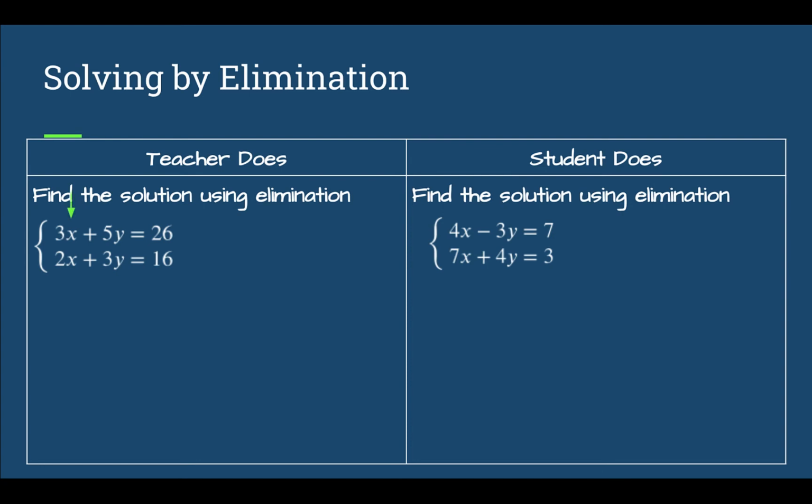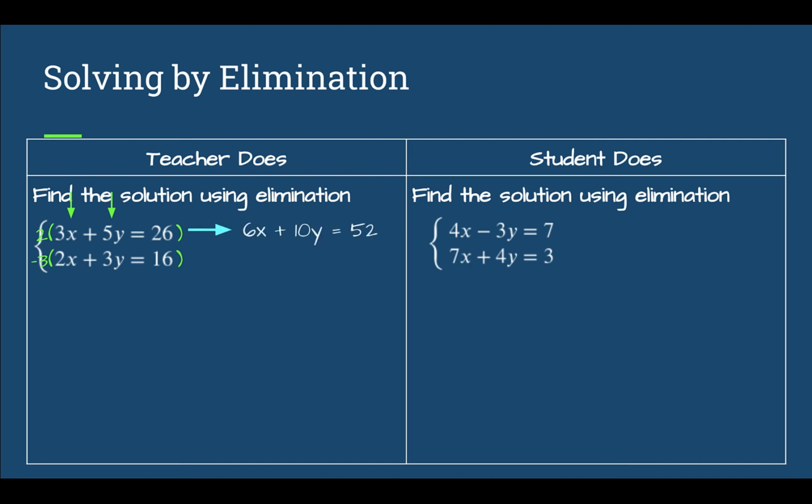Here, the x's are not opposites. The y's are not opposites. There's nothing really I can easily multiply 3 by to get to 2, or 5 by to get to 3. Or if I go from the bottom, multiply 2 to get to 3, or 3 to get to 5. So what I'm going to do is multiply both equations. So if I chose to multiply the top one by 2, and the bottom one by -3, or I could have done -2 and +3, or a bunch of other combinations.